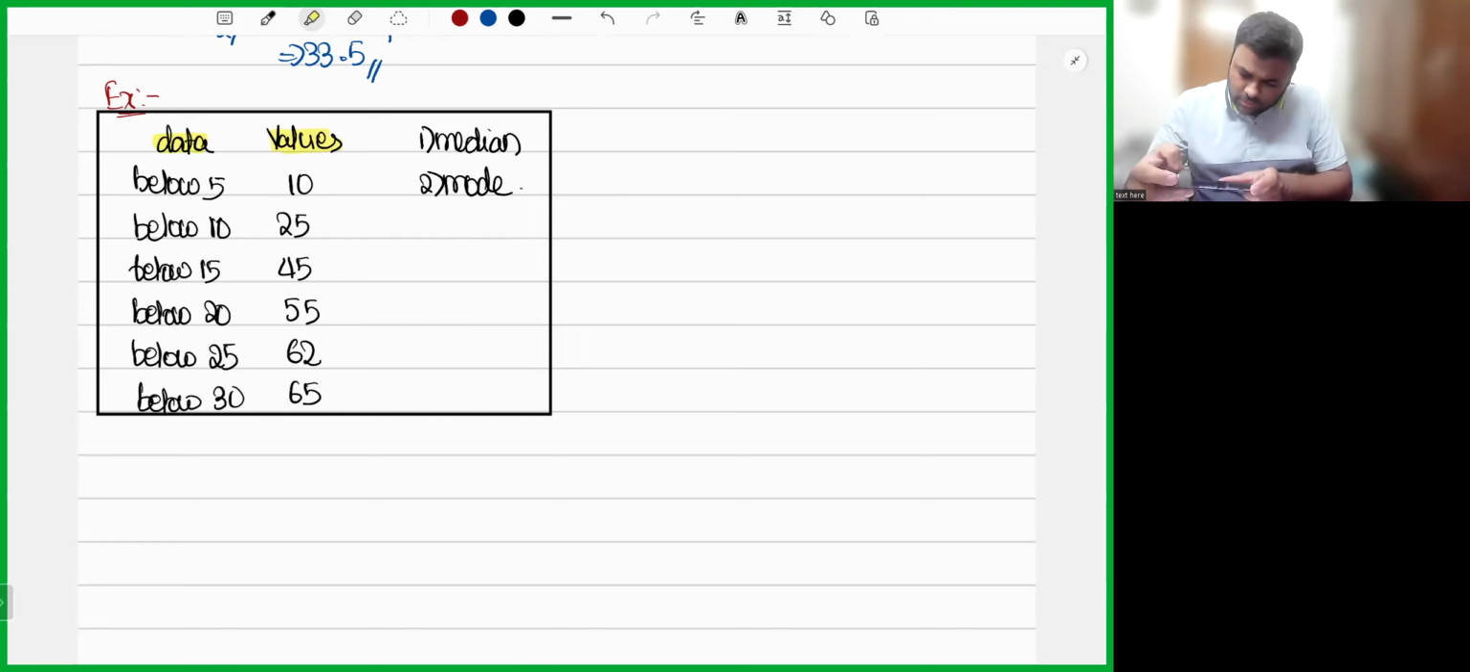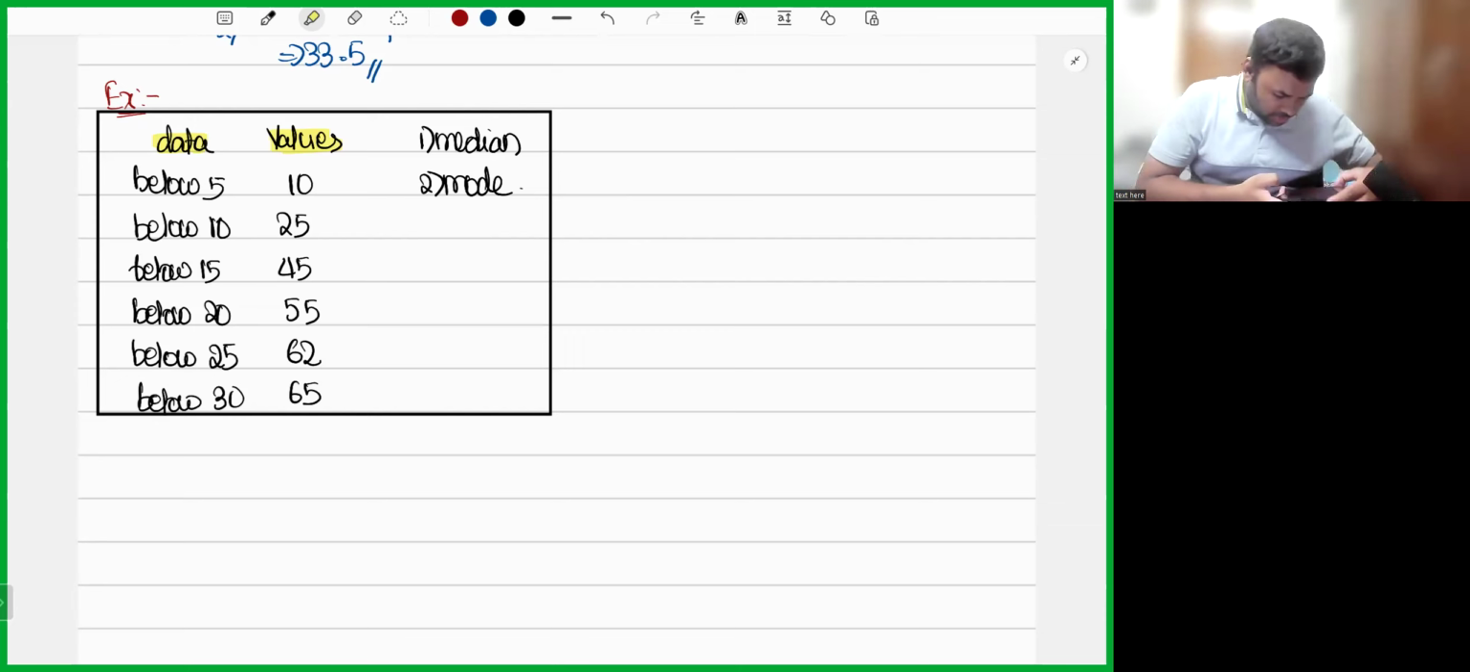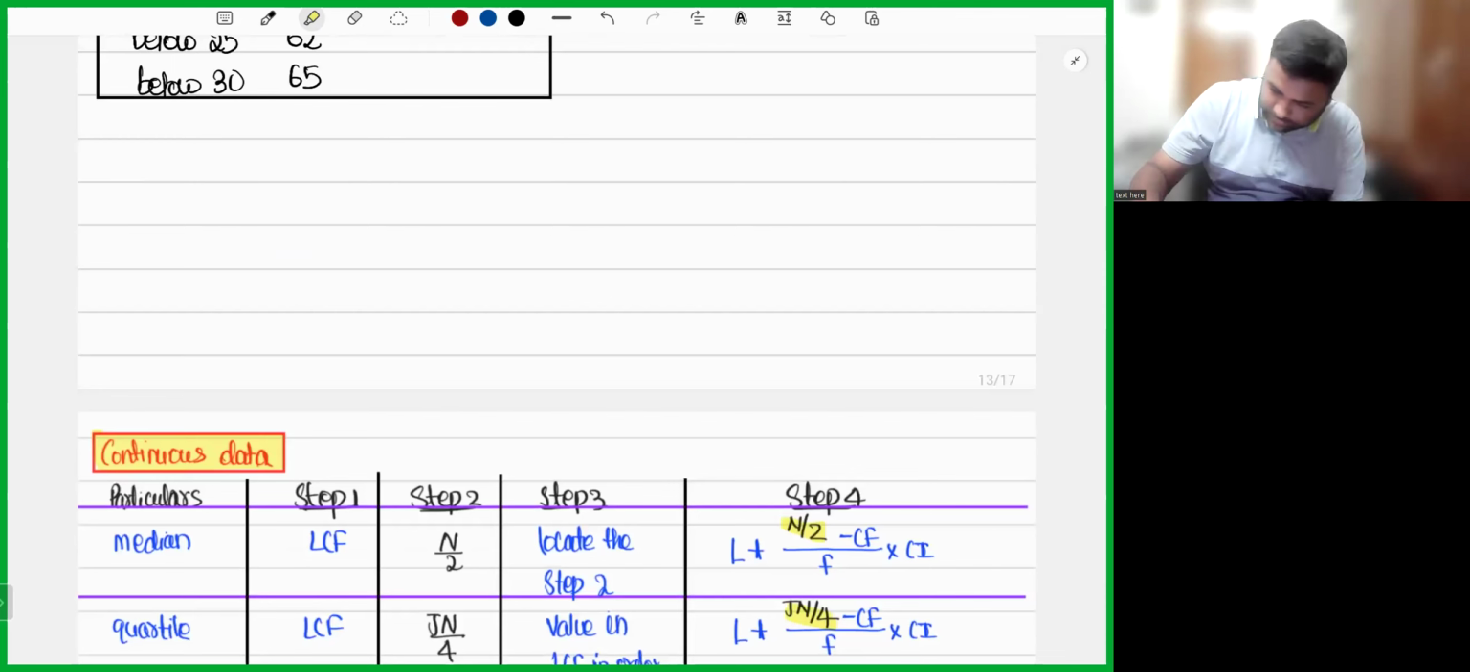I'll post it in the group also, so that if you missed writing, you can take it from there. So I've posted it in the group. You can write it from there.